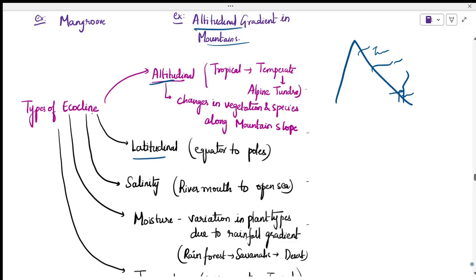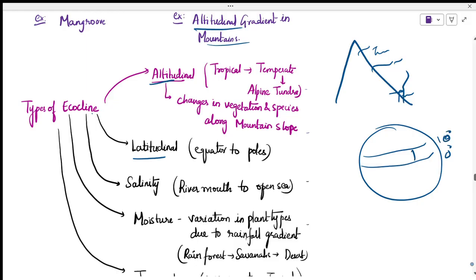Latitudinal also, for example, on earth, if you see near the equator till 10 degrees, you'll have evergreen forest and the trees will be very tall. Yes, and the soil will be leachy soil, and the soil won't consist of nutrients, and here every time we'll have rainfall, right? Then we'll have tropical, then temperate grasslands, then polar, where vegetation is very poor, right? So latitudinal ecoclines are also there.